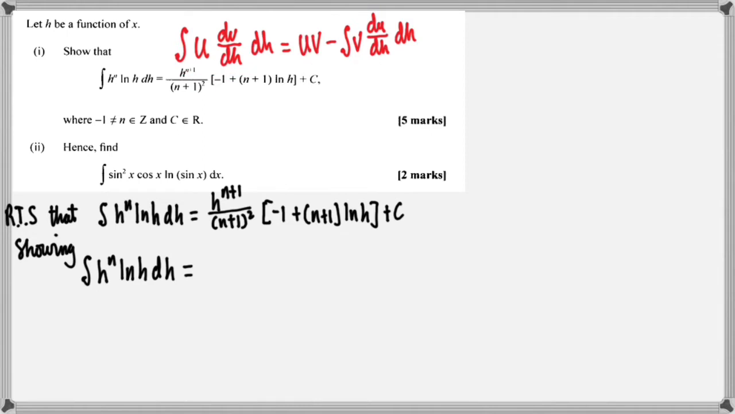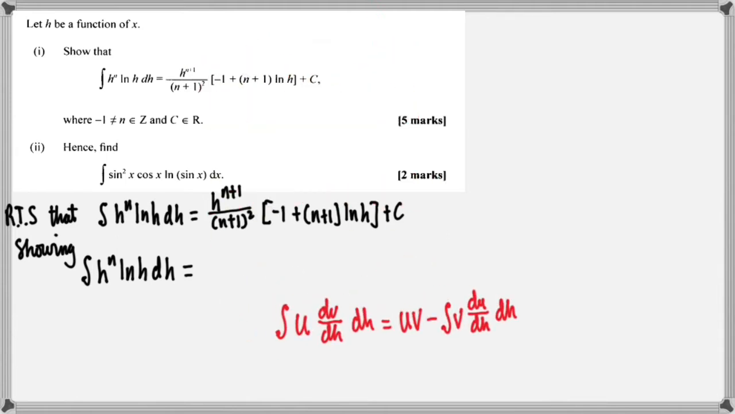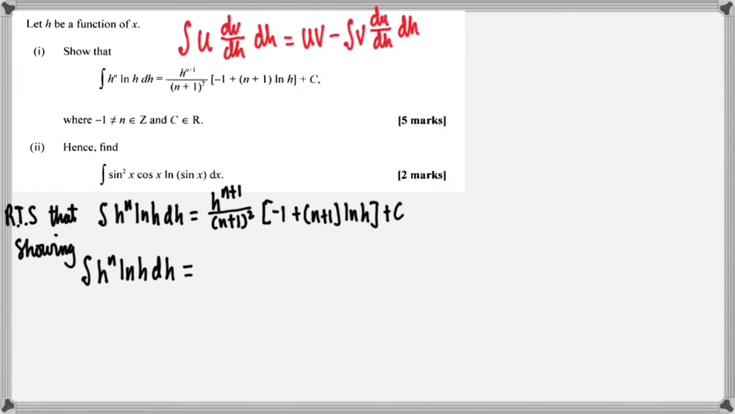But the next thing now is to make sure you set it up properly. When I say set it up properly, you want to make sure you identify who would be a u and who would be a dv on dh in this part of the integration by parts formula, because that is very important. That would be a key. So let's see if we could try to figure that out next.